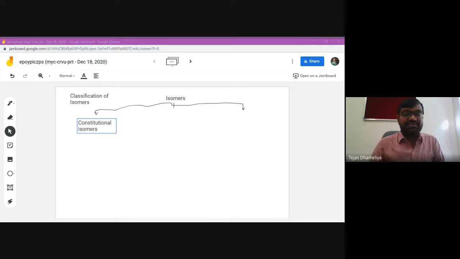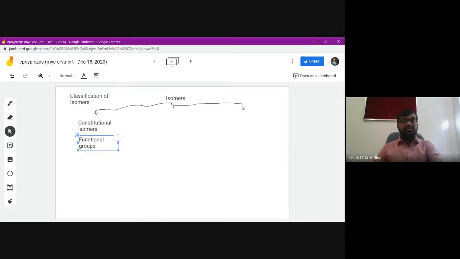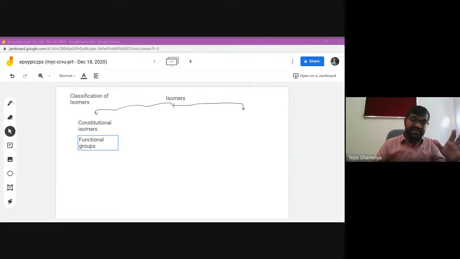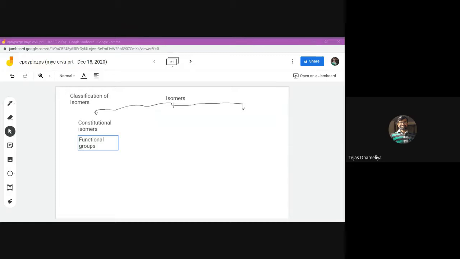We will see the examples of these constitutional isomers. Sometimes these kinds of isomers are also called functional group isomers because their functional groups are different. Both of them have different kinds of functional groups present in these molecules. I can give an example for this, for example, alcohol and ether.